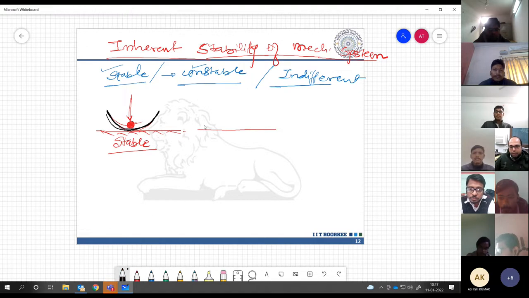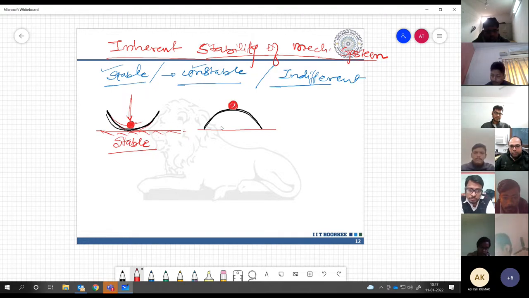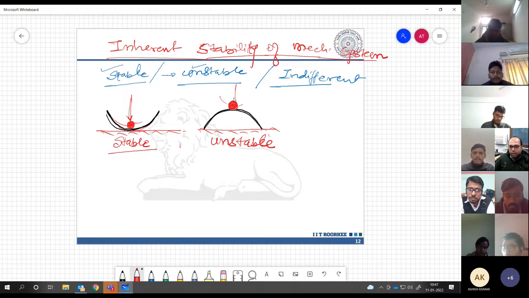Now, moving to the next type. Exactly opposite of that. I place the marble on this kind of surface. Now tell me what will happen. It will not come to the original state. Yes. Such systems are called unstable systems, where it cannot restore its original position on its own. It will run away from the actual value. If you slightly touch this, what will happen? It will fall either on this side, or if you give disturbance on this side, it will fall on this side. It cannot restore its position on its own. It may be there for some time, but once you give a perturbation, once you give a disturbance, it is gone.